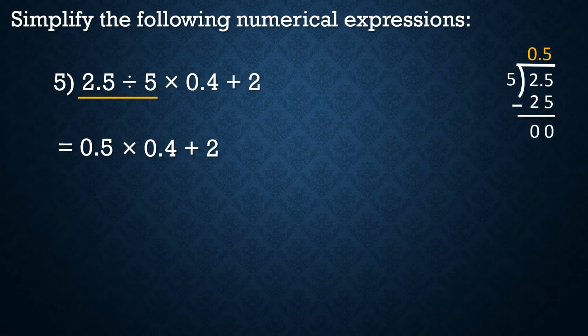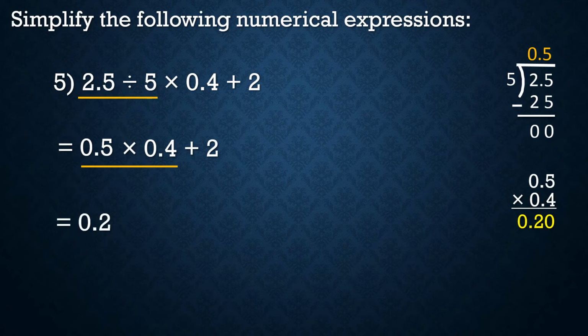Now tell me, according to DMAS, what we have to solve first? Multiplication or addition? Yes, multiplication. So do the multiplication. Multiply the numbers ignoring the decimal point. 5 fours are 20. Now tell me how many digits after decimal in 0.5 and 0.4? Yes, 2. So count 2 digits from the right and put a decimal. So we get 0.20. That means 0.2.